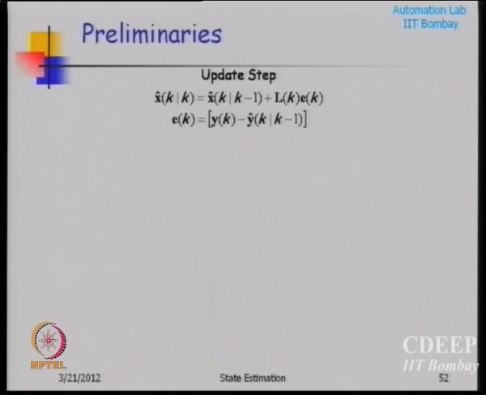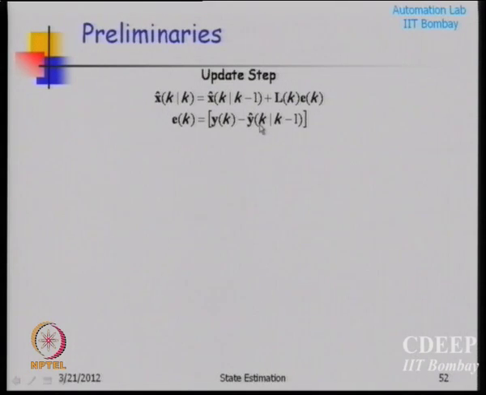That is my design problem. I want to choose gain matrix LK in some best possible way, so that the estimate is optimal. Now what is this optimal? That's what we will see. Is everyone with me on this? Now I am going to fuse Y, which is the measurement.